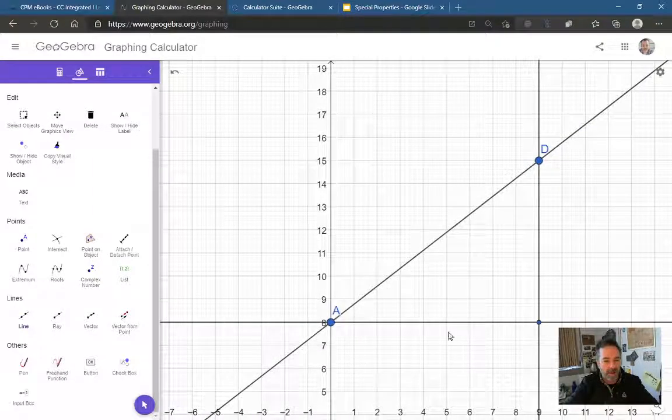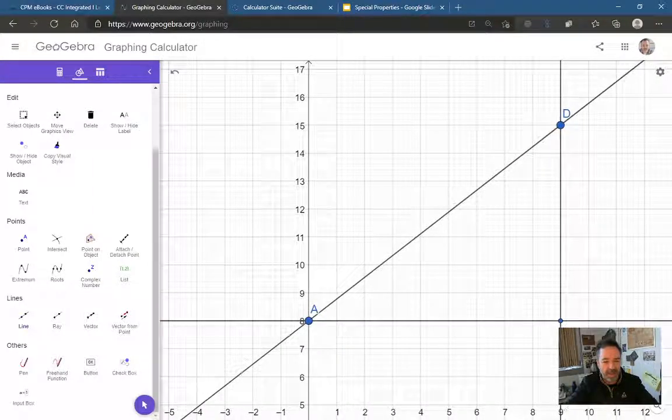To figure out how long the segment on the bottom is, I can just take the 9 and subtract 0, and I know that this is 9 units long. And to find the length of this segment, the one that runs up and down, I can take the 15 and subtract 0, and I can see this one's 15 units long.